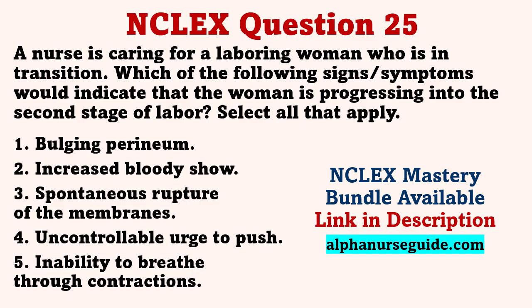The correct answers are 1. Bulging perineum, 2. Increased bloody show, and 4. Uncontrollable urge to push. A bulging perineum indicates progression to the second stage of labor. The bloody show increases as a woman enters the second stage of labor. The amniotic sac can rupture at any time. With a fully dilated cervix and bulging perineum, laboring women usually feel a strong urge to push. The gravida's ability to cope with her labor is more dependent on her level of pain and her preparation for labor than on the phases or stages of labor.